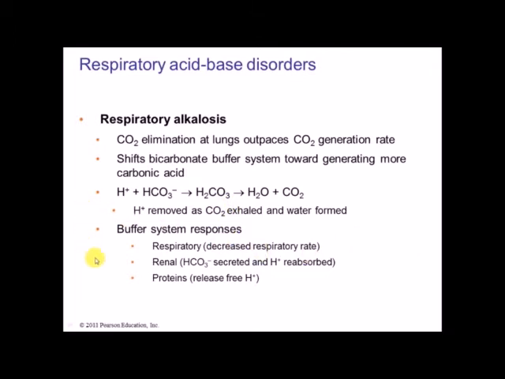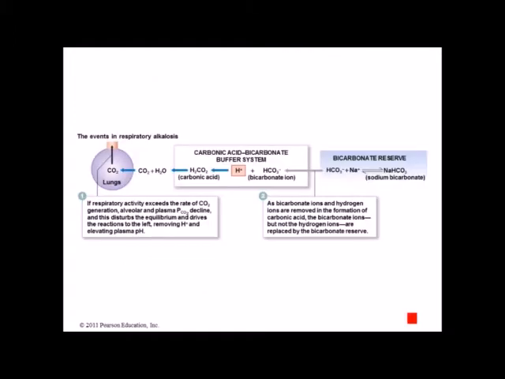So the buffer system responses to this are we're going to decrease our respiration rate. We don't want to lose any more hydrogen ions, so we're going to decrease our respiration rate. The kidneys are going to hold on to the hydrogen ions, and the bicarbonate will be secreted, and then the proteins and hemoglobin are going to release that free hydrogen back into the circulation. So again, these are the events that take place.